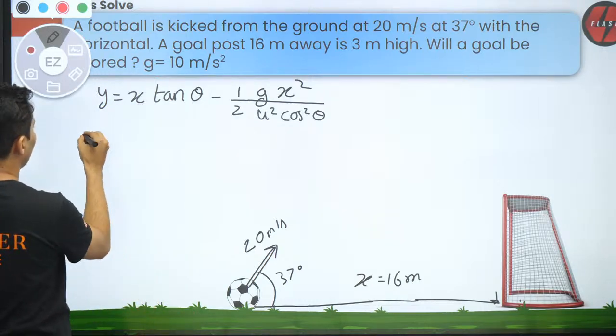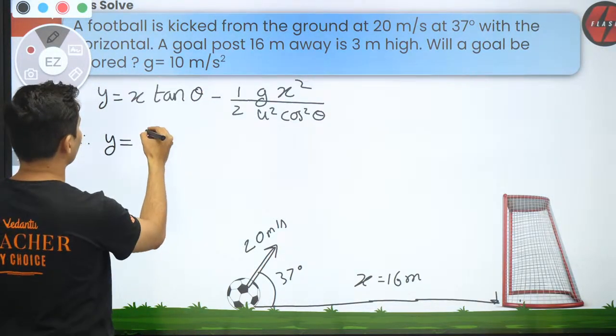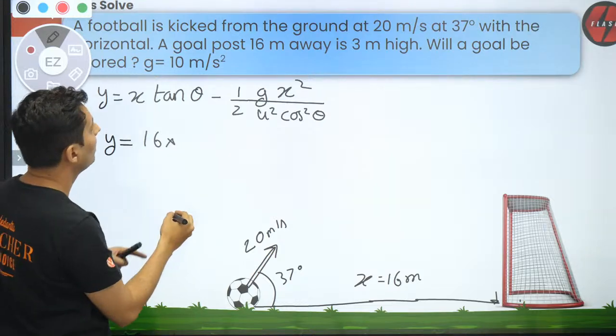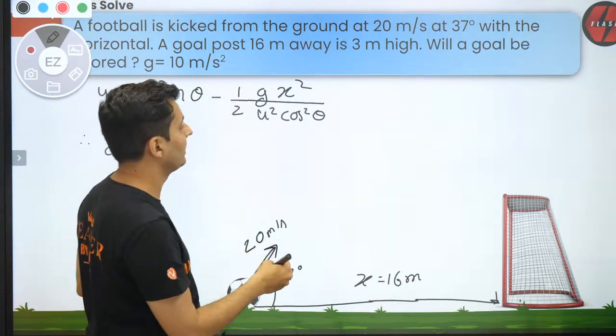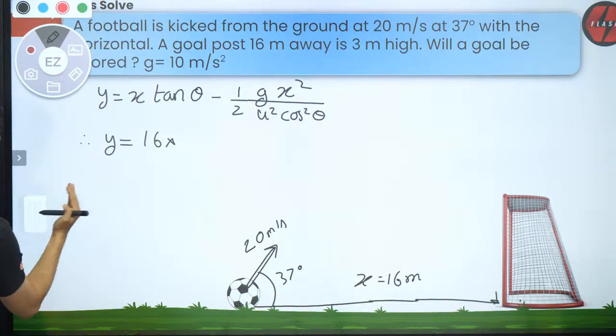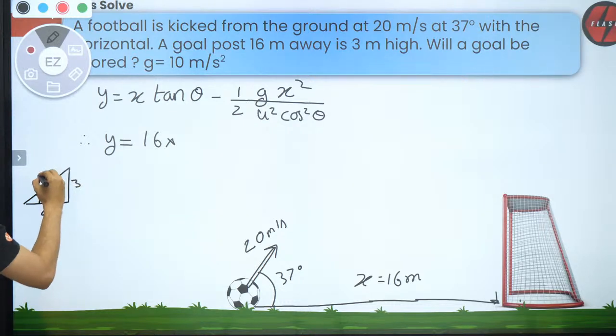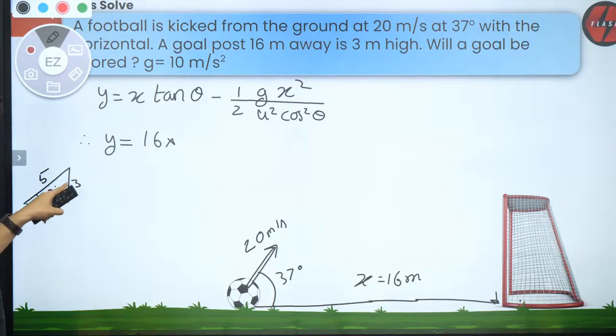Now, what is y? In fact, that's what I need to find. What is x? 16. What is tan theta? I need tan of 37. In case you don't remember the values, just remember the triangle which I'm going to draw. This is 37, okay? This is 3, this is 4, this is 5. So tan 37 will be 3 by 4. Remember this triangle.